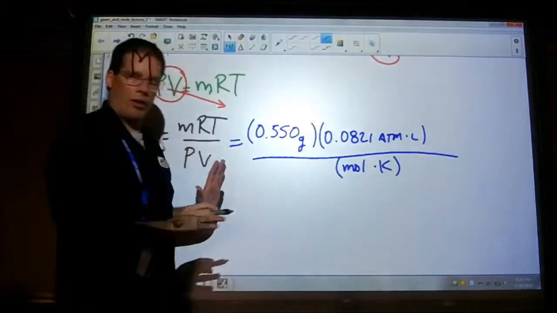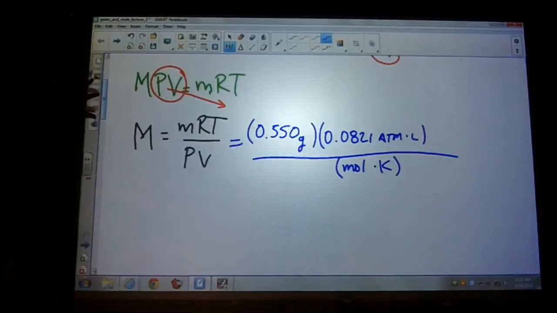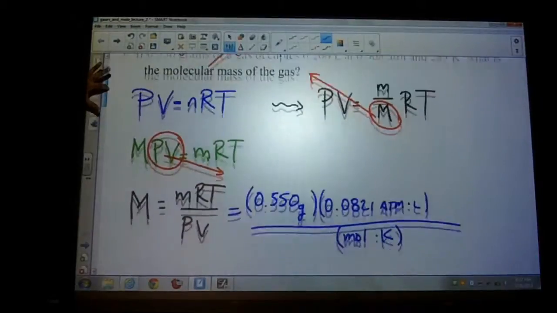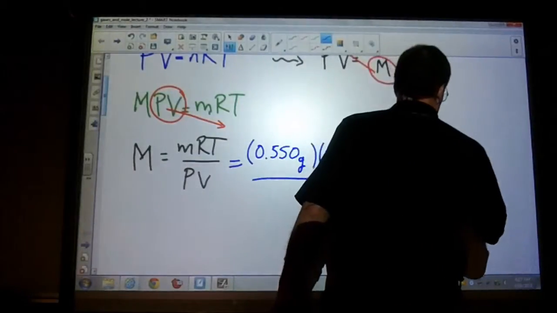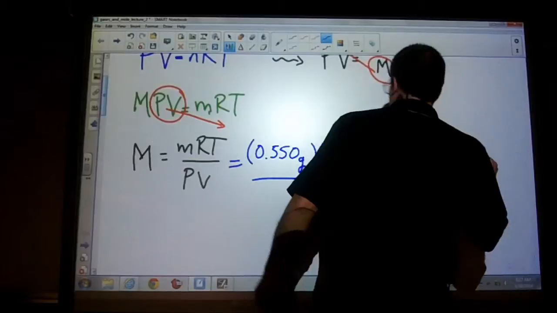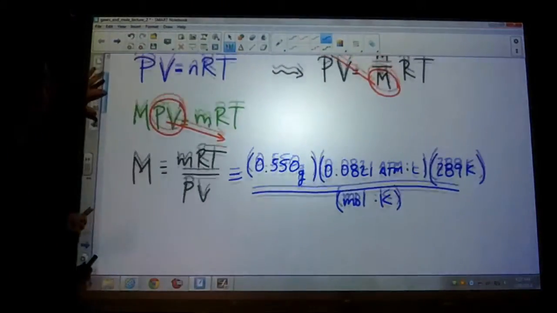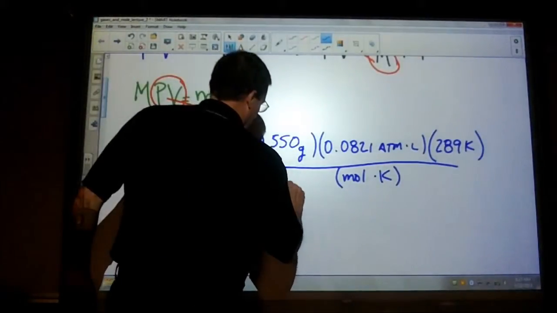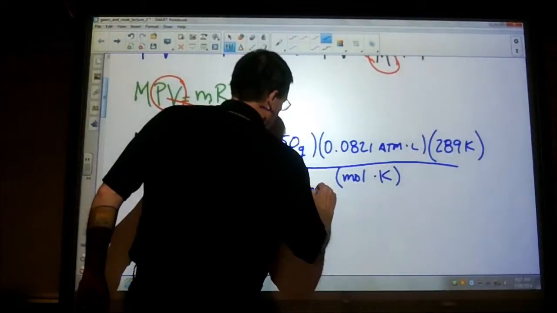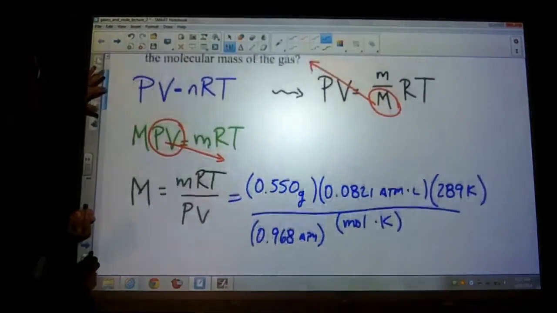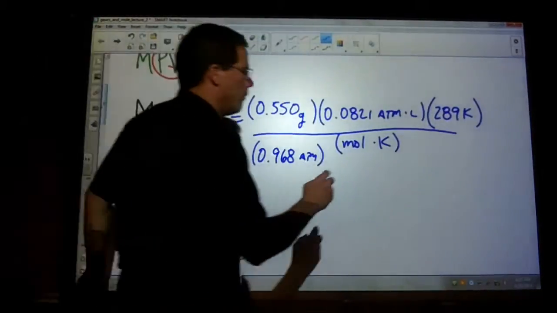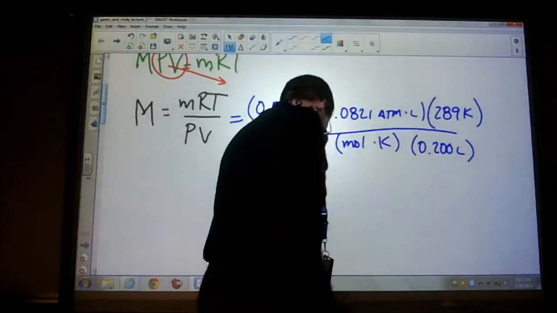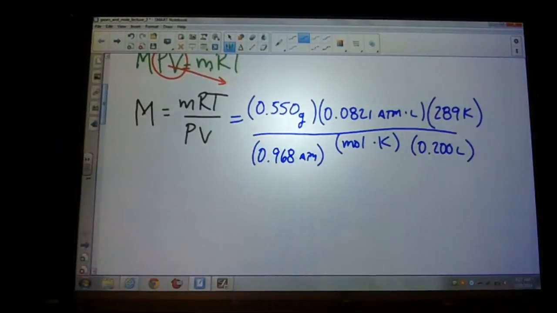Now, you don't have to memorize that value. That's always going to be given to you, and I believe it's on the back of your periodic table as well. The temperature, 289. And pressure, 0.968 atm, and the volume, 0.2 liters.